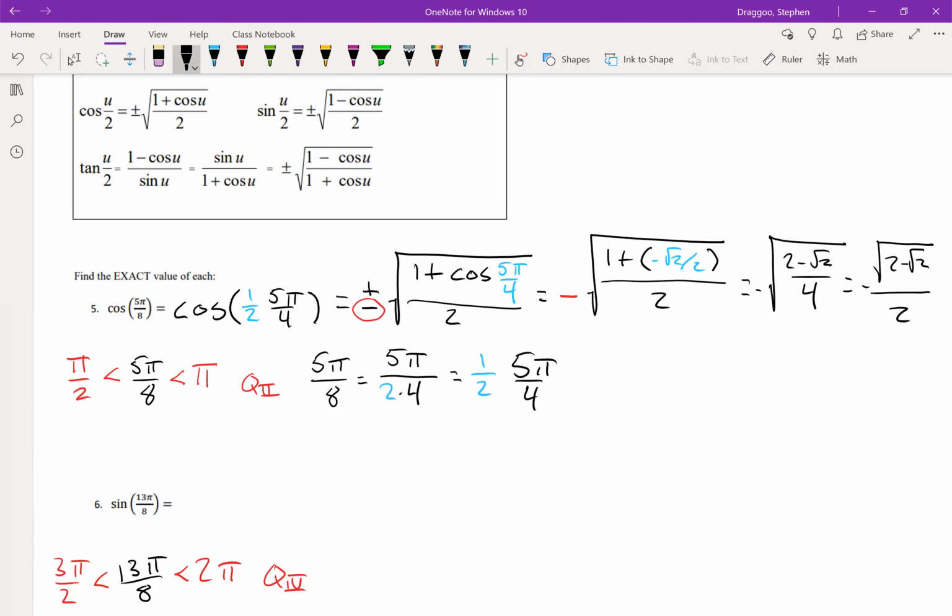Continuing on with the same steps from the previous problem, I'll take 13 pi over 8 and rewrite it as a fraction that has a factor of 2 in the denominator. So this will be 13 pi over 2 times 4, just like we did last time, so that this is 1/2 of 13 pi over 4.